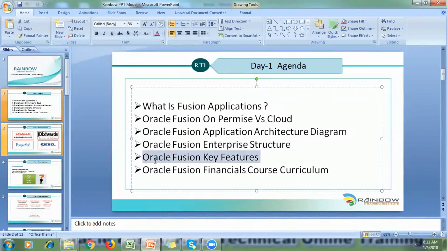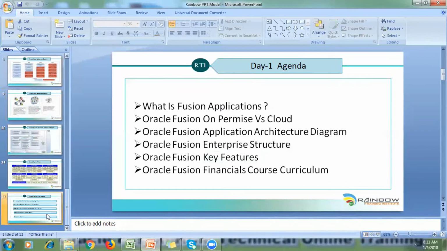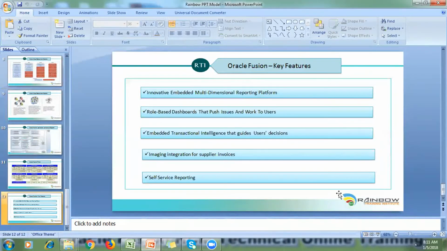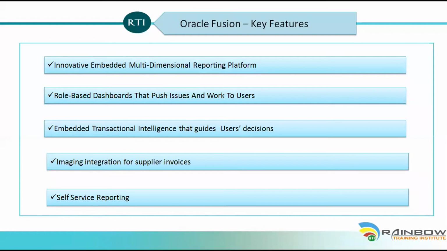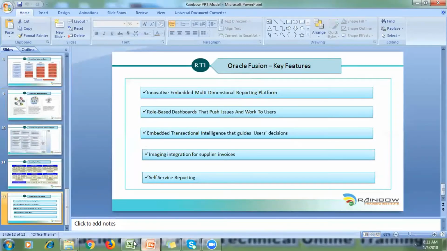I'm going to talk about some key features, the key benefits, in the Fusion application. I've noted down five to six points and I'll highlight them. One of the key features you can see is the innovative embedded multi-dimensional reporting platform. What is the meaning of a multi-dimensional reporting platform? I'll give you an example.